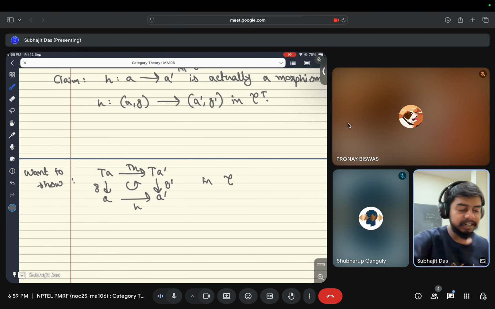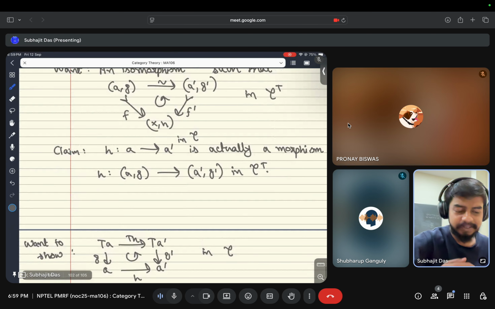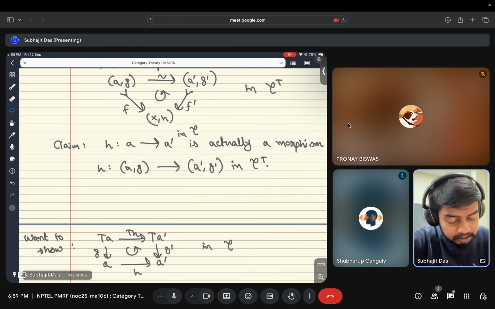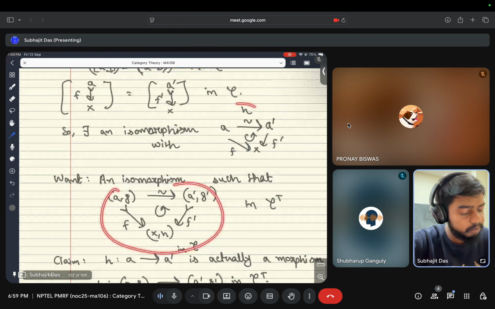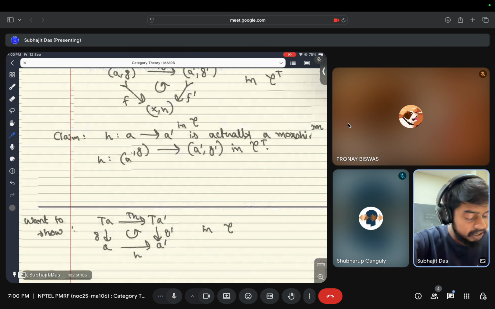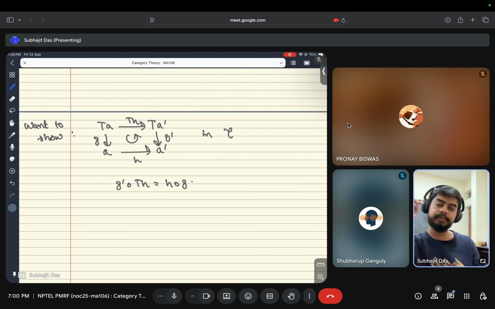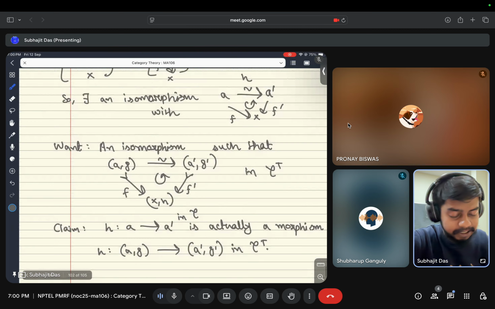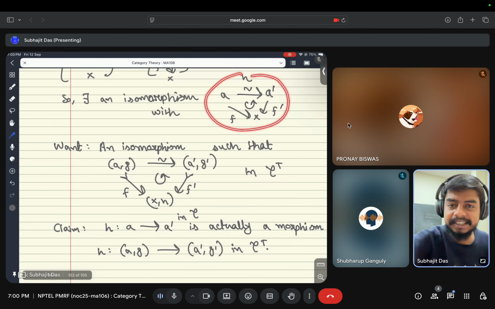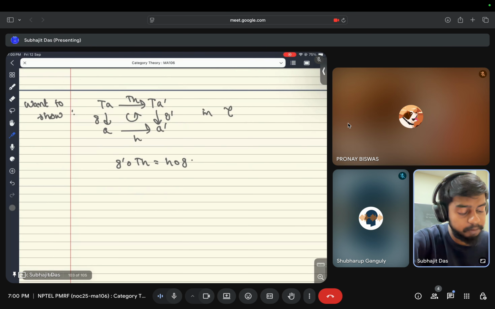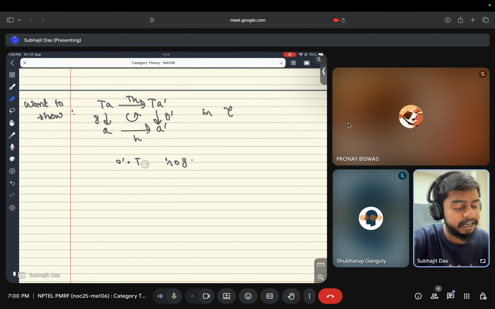I mean, not exactly done. We have just produced an isomorphism, and that will be enough to show that this commutes. I mean, this triangle commutes because this triangle commutes in C. Yeah. So how do we show that this happens? How do we show that G prime compose TH is equal to H compose G? H is something very arbitrary, but H has this property that H makes this triangle in C commute. How do we use this information to show that this diagram commutes?